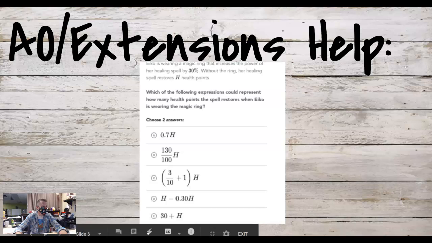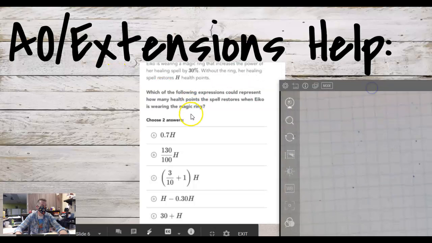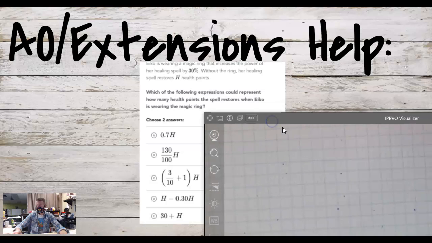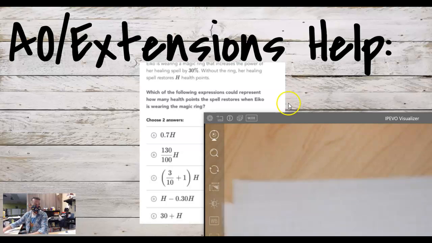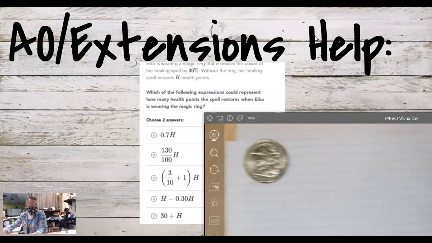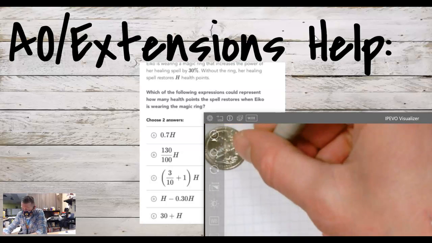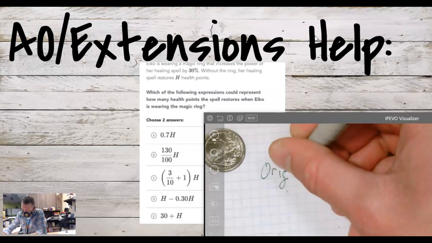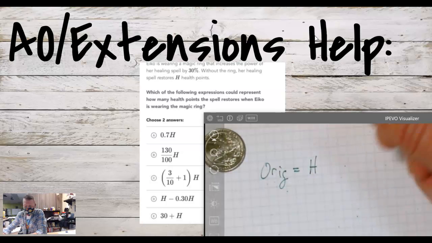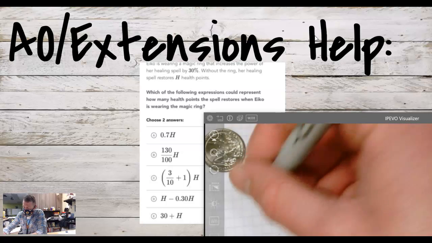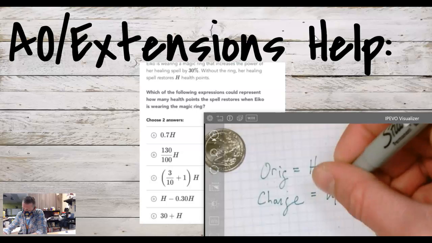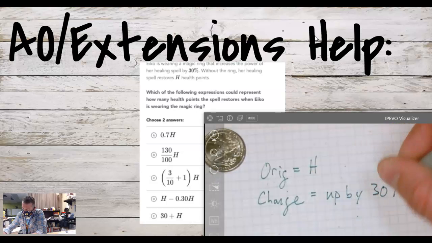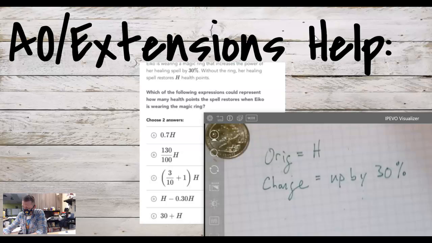So this, again, is one of those situations where we have to talk about what do we start with and then what do we have. So what we're starting with, our original amount of healing, is going to be H, right? So our original is H. And our change, our increase, is going to go up 30%.